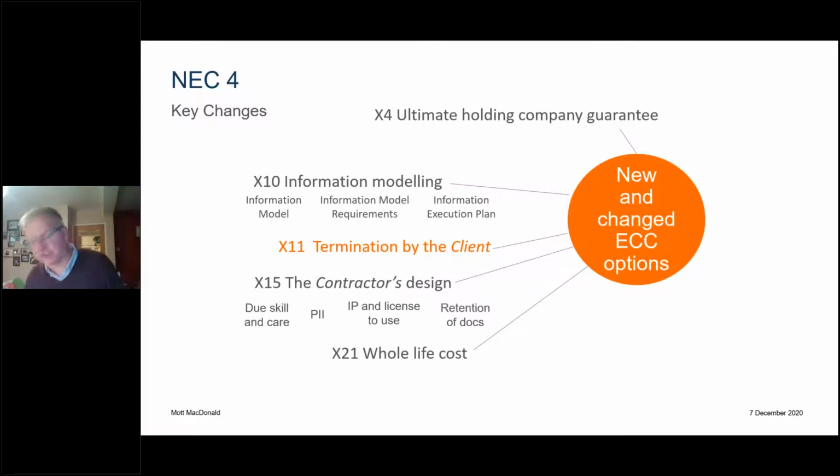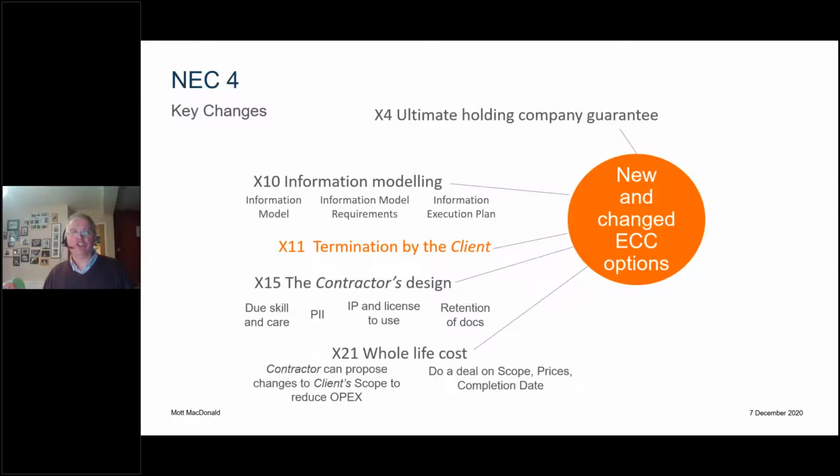X21 just prompts the contractor to come up with some bright ideas to reduce whole life cost. And generally, I would recommend that you include that as a client, because why not? It leaves the client in control. You don't have to accept this deal, but basically it gives you the opportunity within the contract, therefore without having to go to an addendum, to make some changes, to do a deal, to change what's being delivered to help reduce the whole life cost of the client having to operate the thing that's being delivered under the contract.